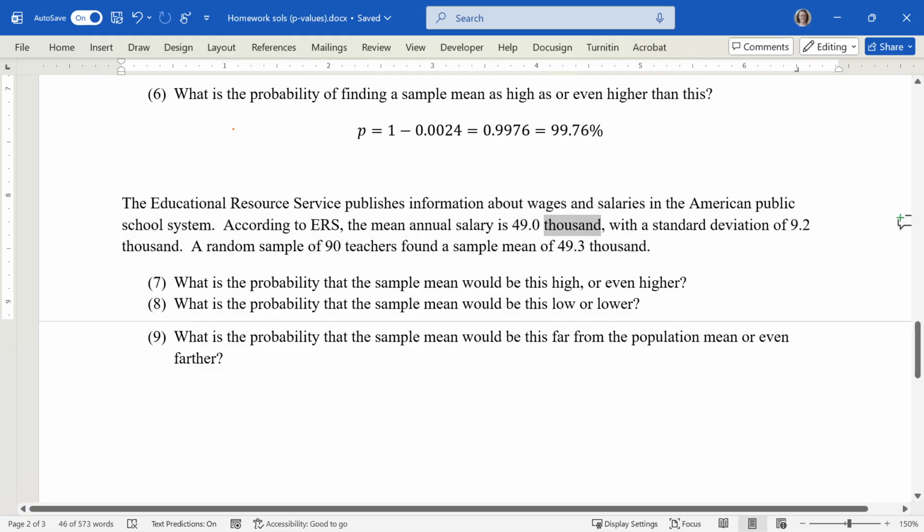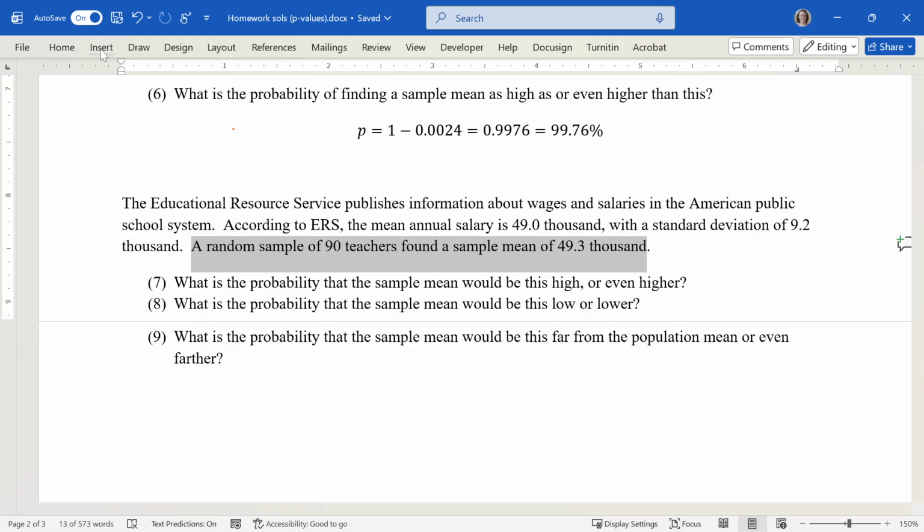So the fact that they've written these thousands in words, I think means they want us to use that as a unit and then use just 49 and 9.2 as the variables in this question. But you could write it out as 49,000 and use that number as long as you're consistent. Okay, anyway, a random sample of 90 teachers found a sample mean of 49.3 thousand.